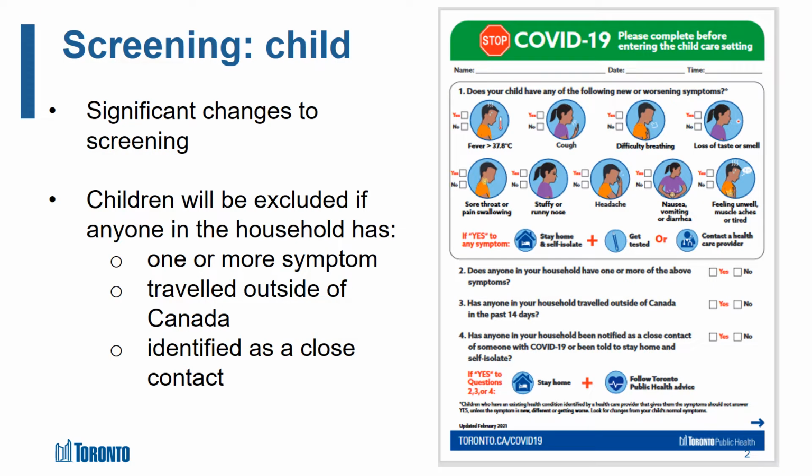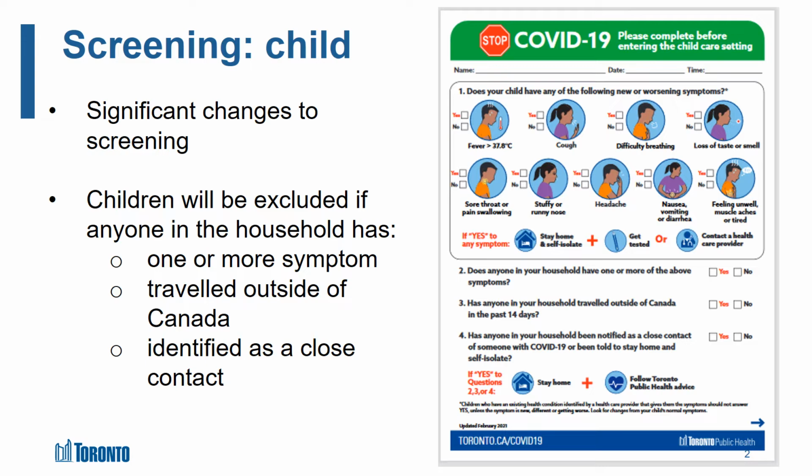There are some significant changes to the screening process. We will begin with the child screening and exclusion. Children will be excluded if anyone in the household has one or more symptoms. This was previously based on other children in the household having a symptom. Children will be excluded if anyone in the household has travelled outside of Canada in the past 14 days. This was previously only if the child had travelled outside of Canada in the past 14 days.